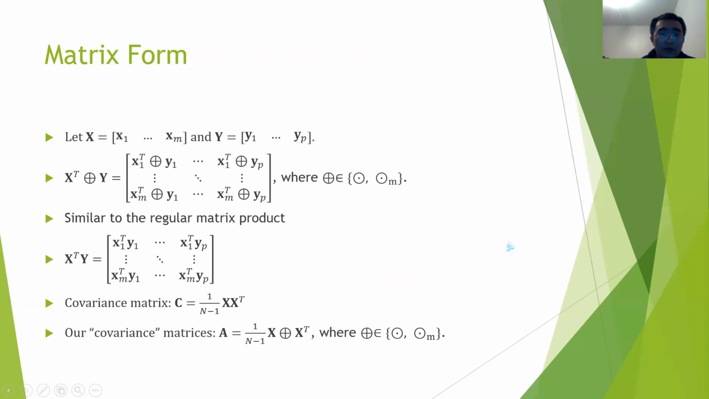We can also extend it to the matrix form by replacing the multiplication in the matrix product, and we can build our covariance matrix in this form, so it will be very close to the covariance.